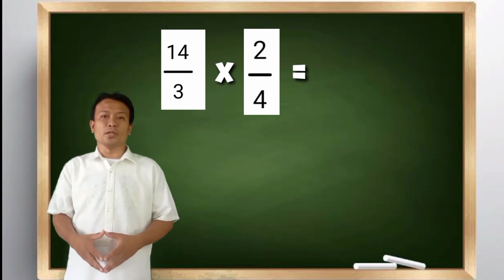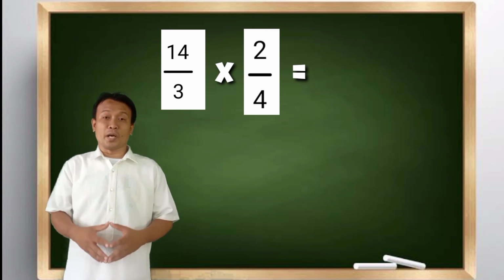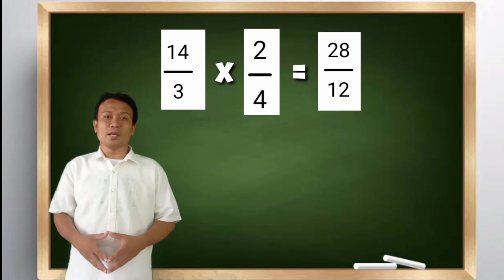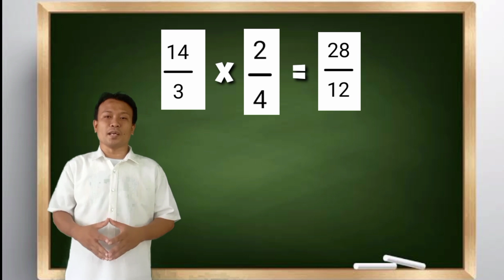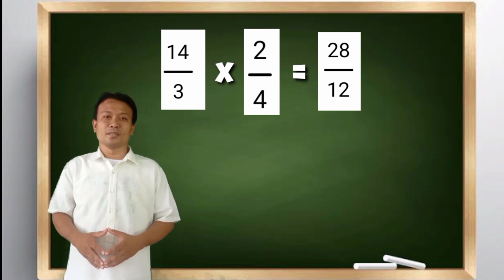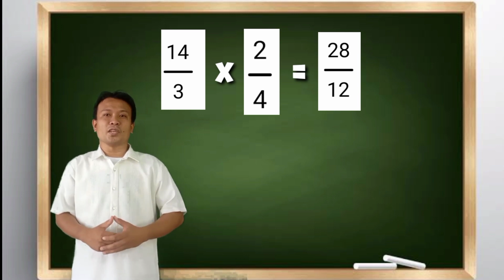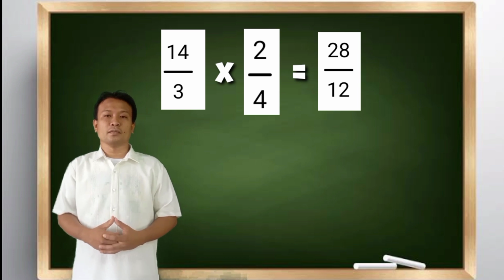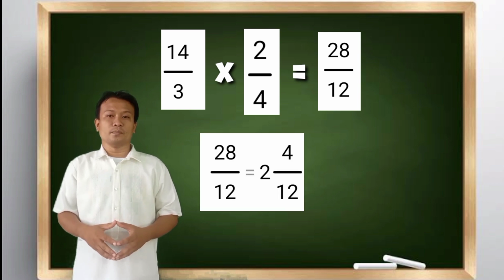We may now perform the multiplication process. Multiply the numerators 14 and 2. The product is 28. Multiply the denominators 3 and 4. The product is 12. Therefore, the answer is very good, 28/12. Since the answer is improper fraction, we need to change it to mixed fraction. Divide 28 by 12, and the quotient is 2 and 4/12.